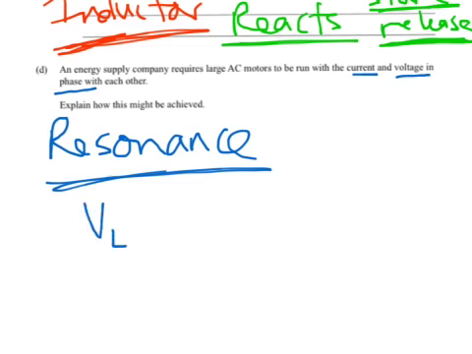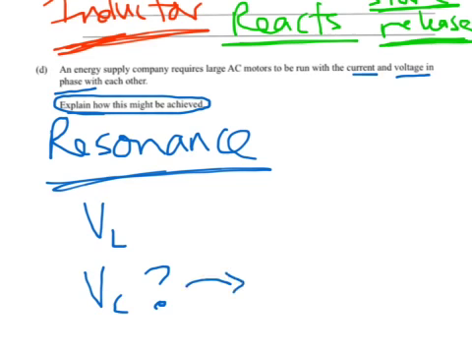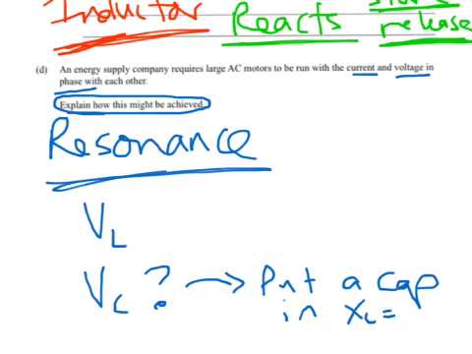We want to make the circuit run in resonance, and to achieve that we have to get the voltage across the inductor the same as voltage across the capacitor. What? There's no capacitor in the circuit? We can explain how this might be achieved. We will put a capacitor in, and this capacitor has to have the same reactance as the inductor. So XC and XL must be equal and opposite.